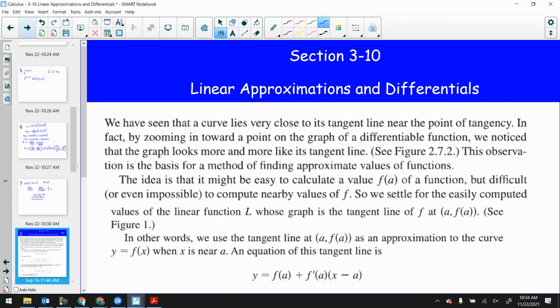That could be any equation, any polynomial or quadratic or whatever we may have. Logarithmic, exponential. If we zoom in on any function, it will start to look linear. No matter what, where, doesn't matter. This observation is the basis for a method of finding the approximate values of a function.